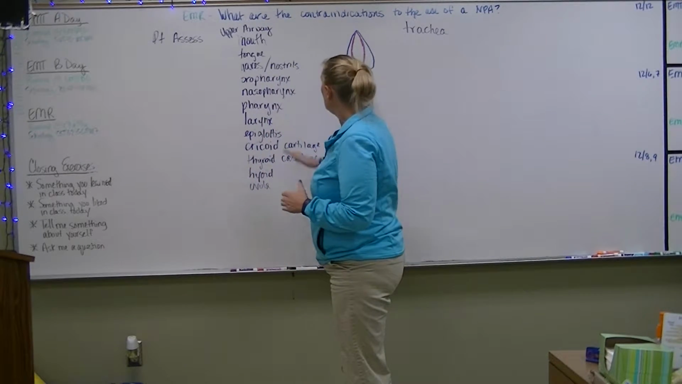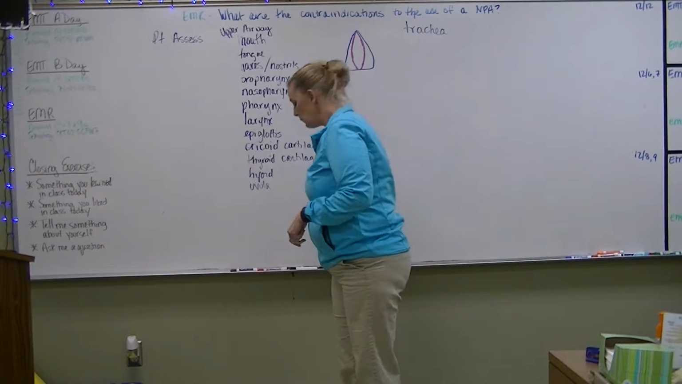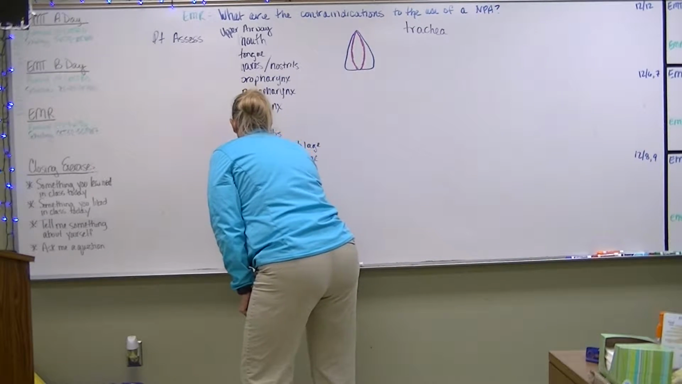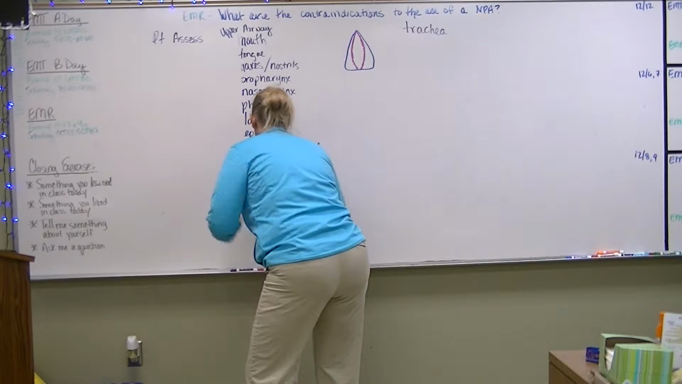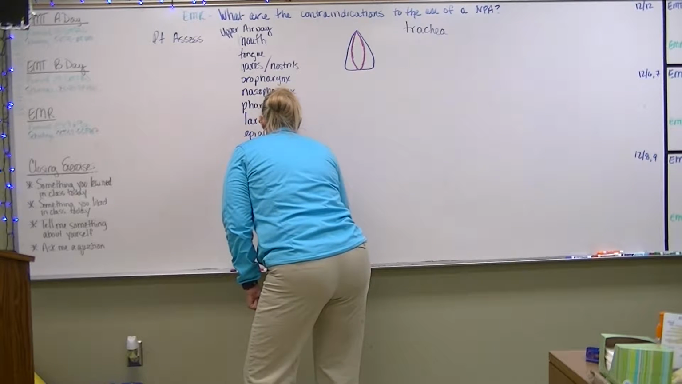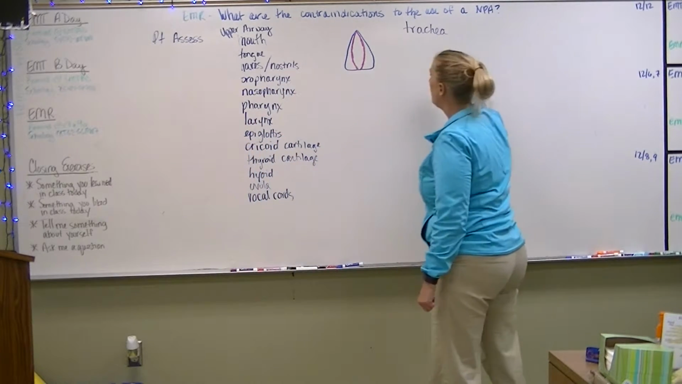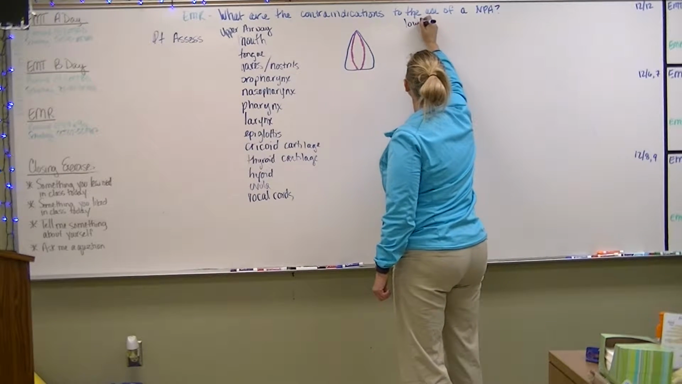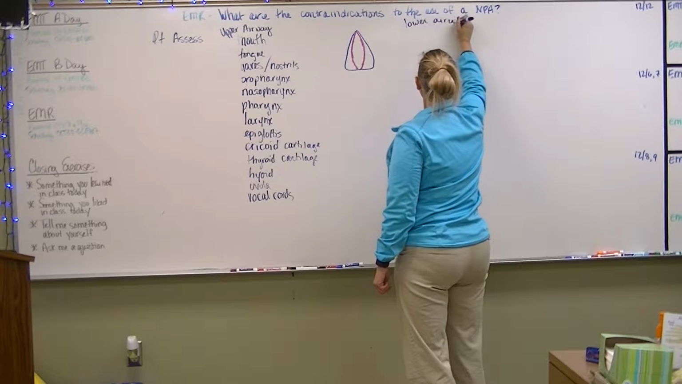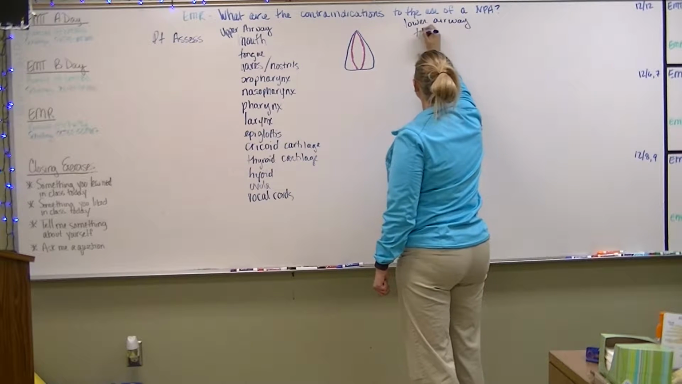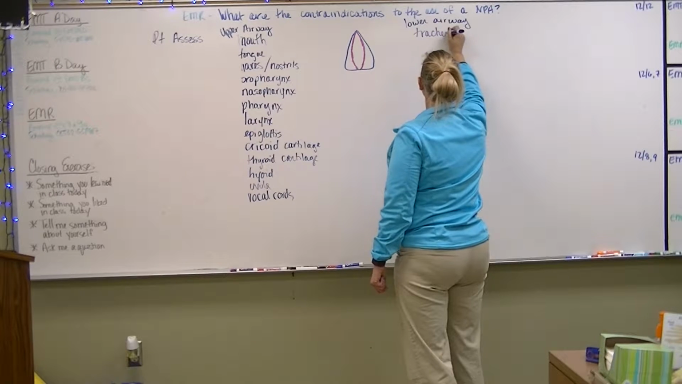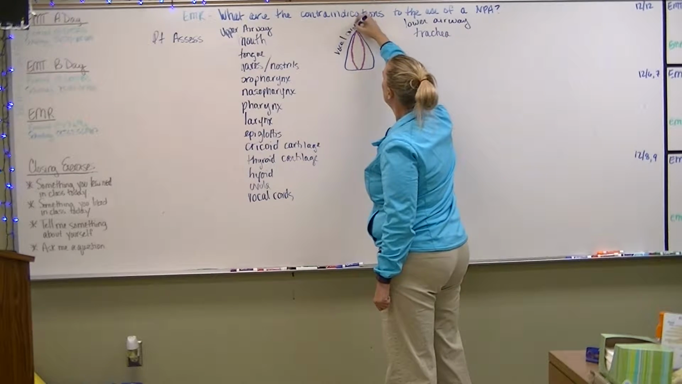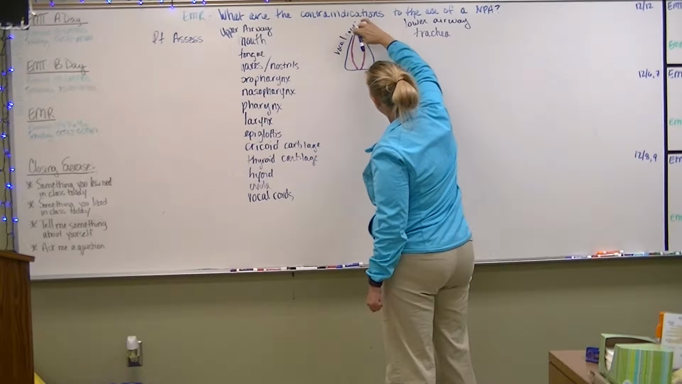Okay, so we have, what did I do with my marker? There it is. We have our lower airway, or excuse me, this is our upper airway. And then we have our lower airway. And we're going to start our lower airway with our trachea. What are the structures of our lower airway? Carina. Okay, we have the carina.